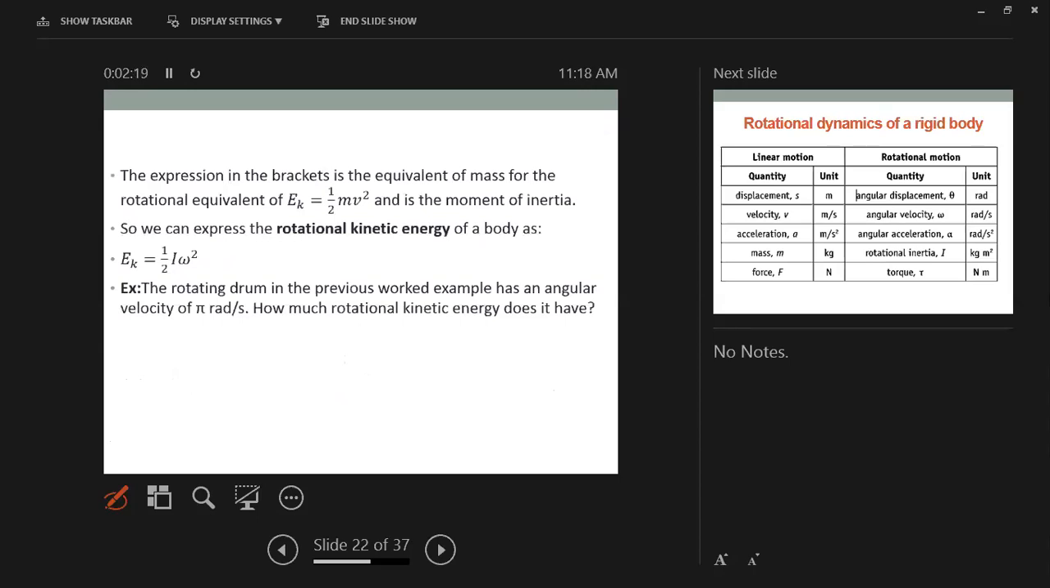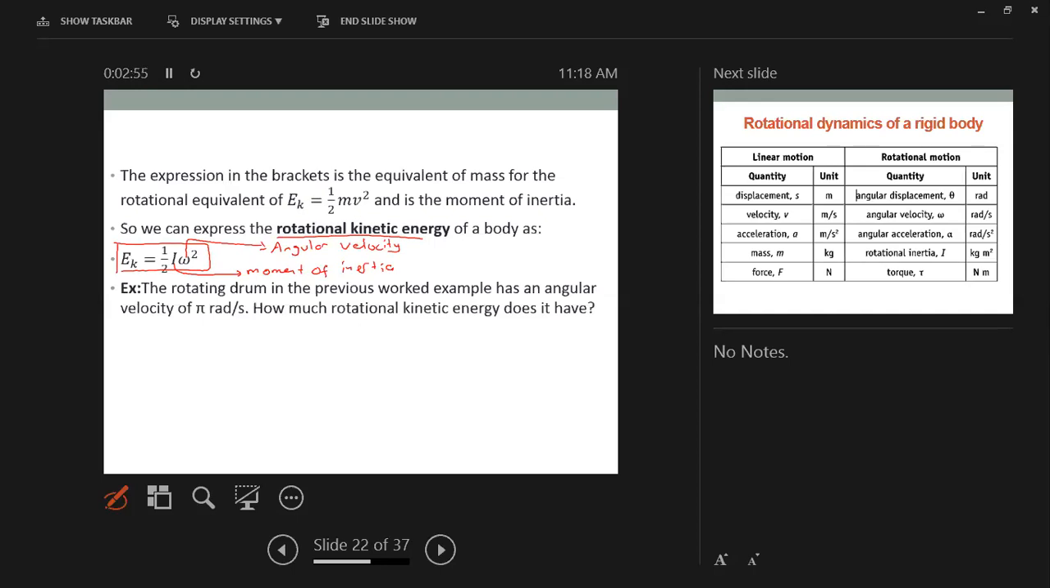Our original formula will be this. This is going to be our kinetic energy formula for the rotating bodies. So rotational kinetic energy will be 1 over 2 moment of inertia times angular velocity square. Okay, angular velocity square. This is going to be our formula for the kinetic energy.